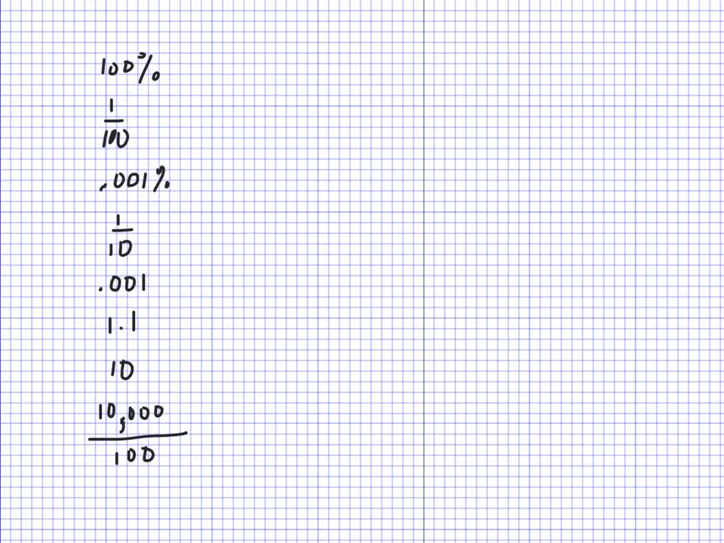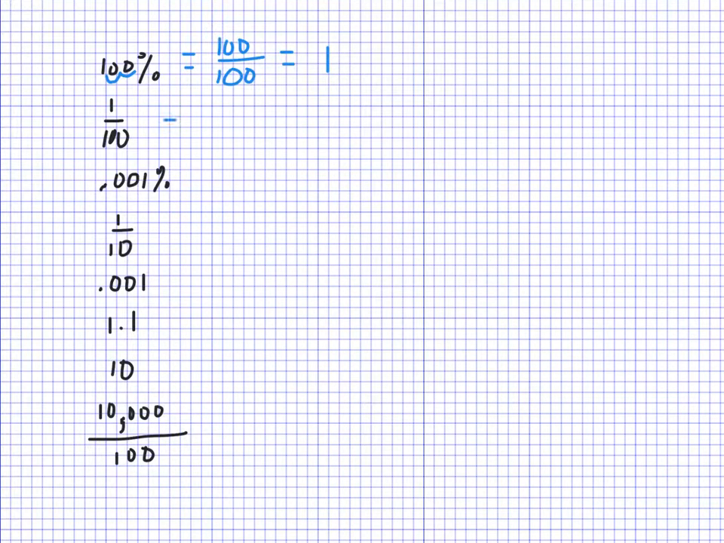I'm looking at 100%. Now, percent means out of 100, so 100% would be the same thing as 100 out of 100, and 100 divided by 100 is 1. So it's 1 whole. Another way of getting this is that when we're dividing by 100, we're moving the decimal over 2 places to the left.